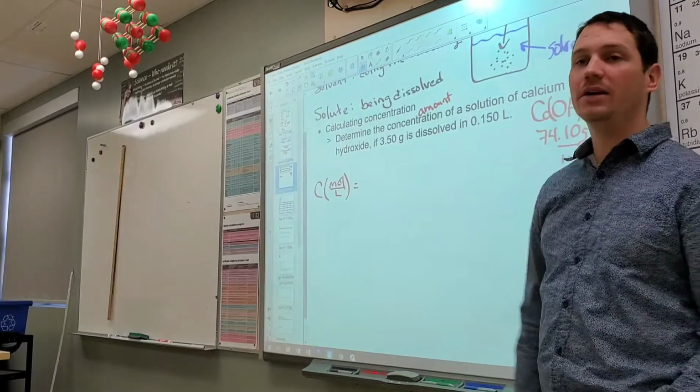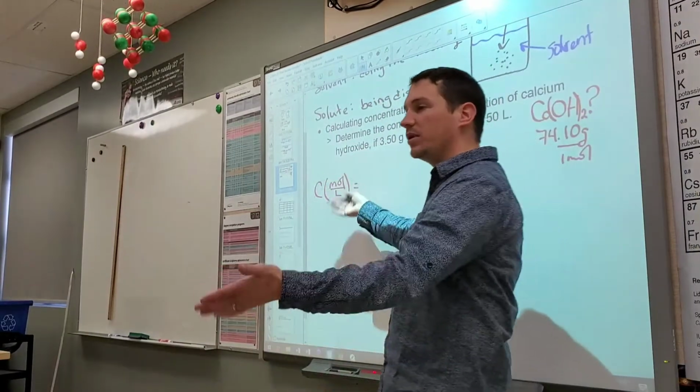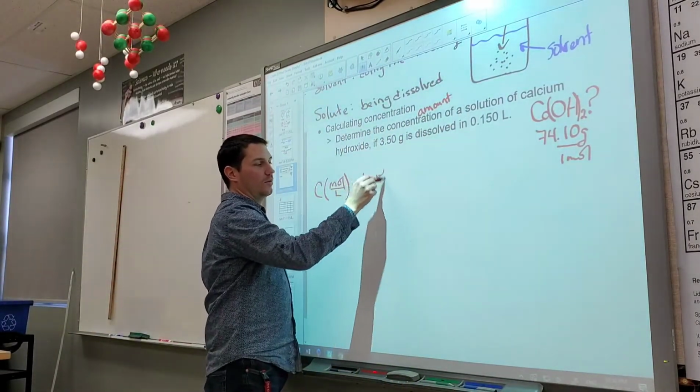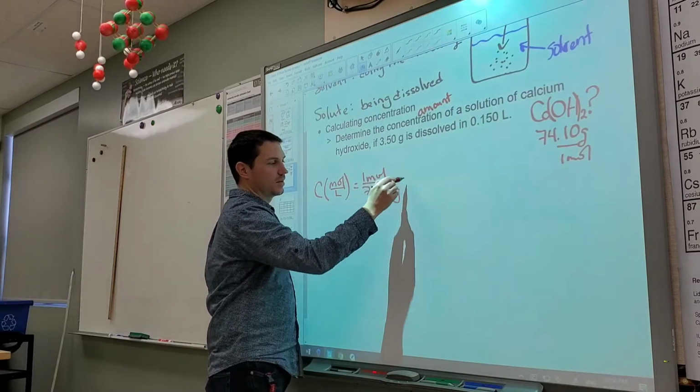No. Why? Flip it. Moles goes on top. So all you got to do is flip it, right? Start with what you want. What do we want? Moles on top. Perfect. 1 mole, 74.10 grams of this stuff.